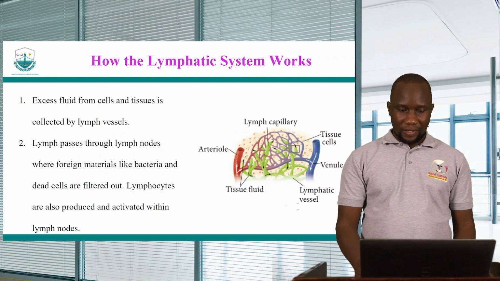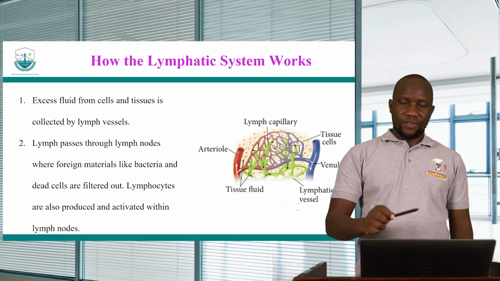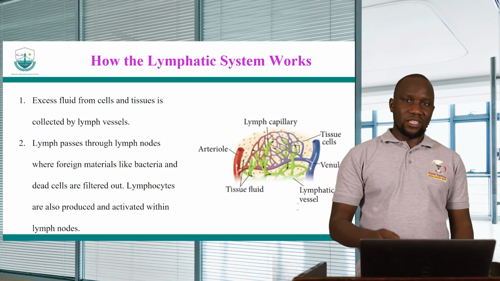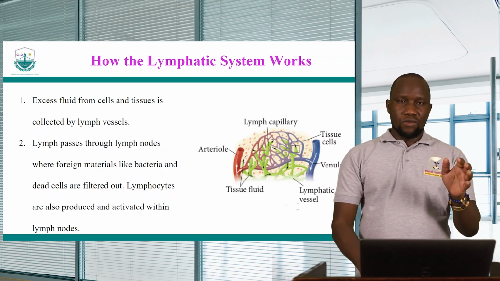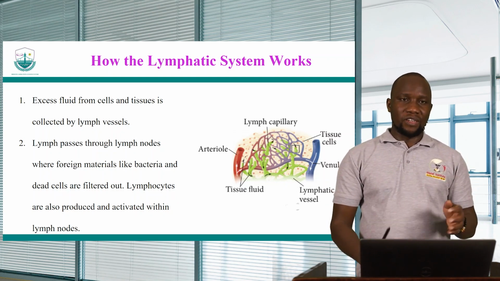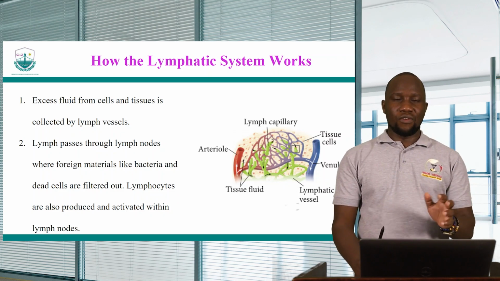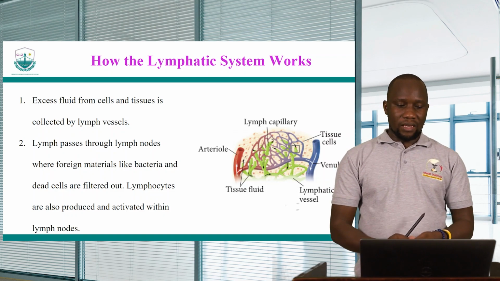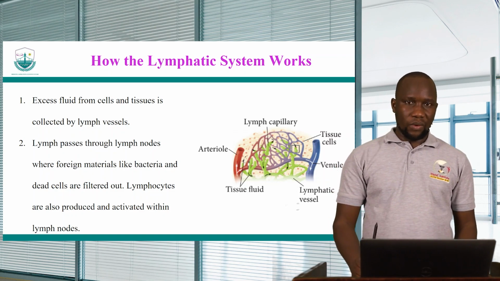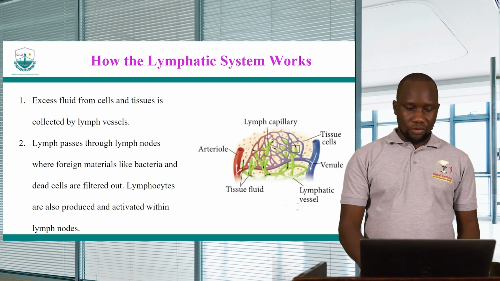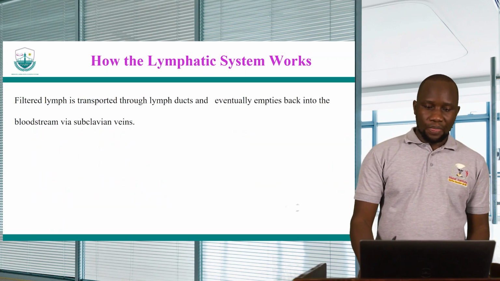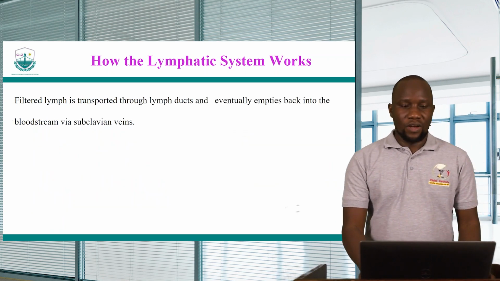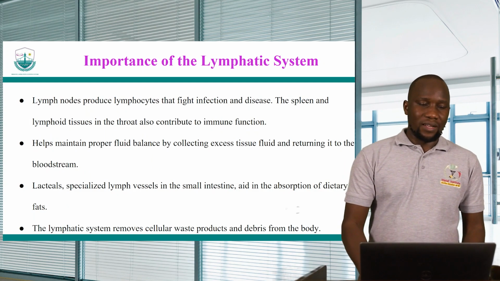and the tissue fluid is excess fluid that escapes the circulatory system into the intercellular spaces. Okay, so this fluid now moves through the lymphatic vessels, and it is through that journey that you will have the pathogens, the foreign bodies, the dead cells all being trapped and then destroyed. Okay, especially in the lymph nodes. So that is how the lymphatic system works.